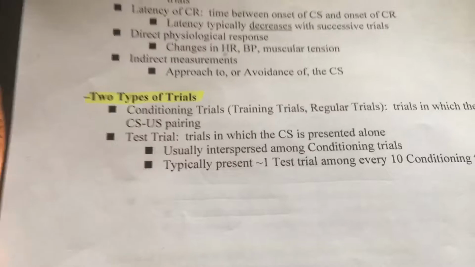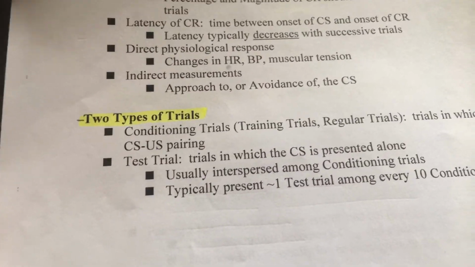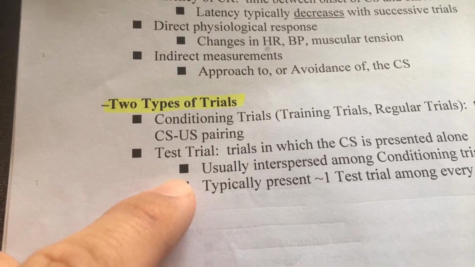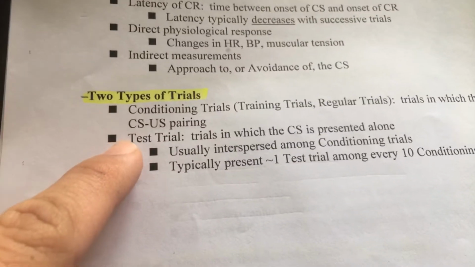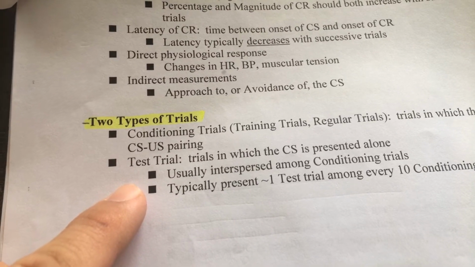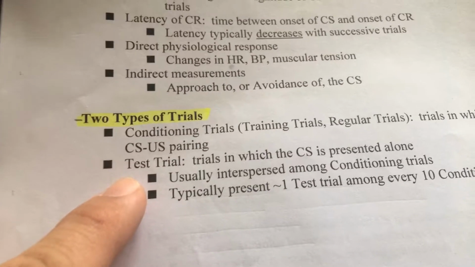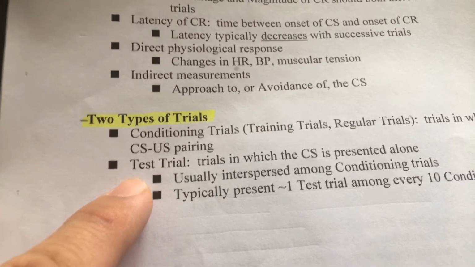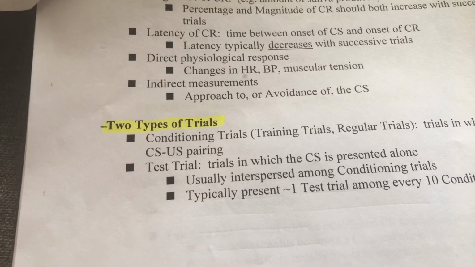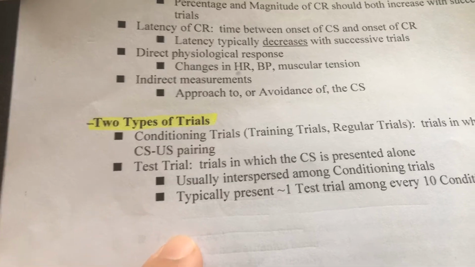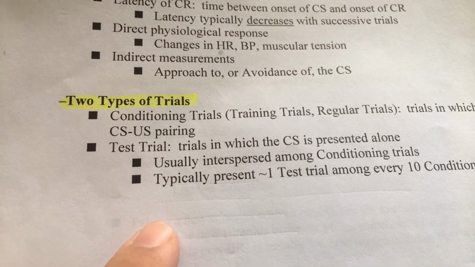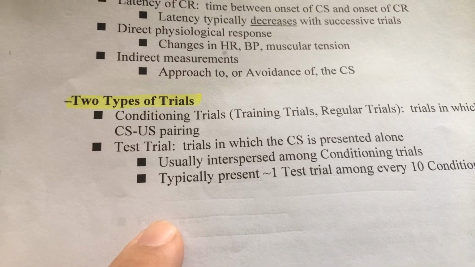So there's two types of trials. There's the conditioning trial, which is basically your training trial or your regular trial. These are other names for it. And you need to pair a conditioned stimulus with the unconditioned stimulus. And you could basically see the entire association between the unconditioned stimulus and the conditioned stimulus. Typically associate one with another. Your test trial, in which the conditioned stimulus is presented alone. Metronome ticking by itself. Let's see if the animal is reacting to this. This is just a test.